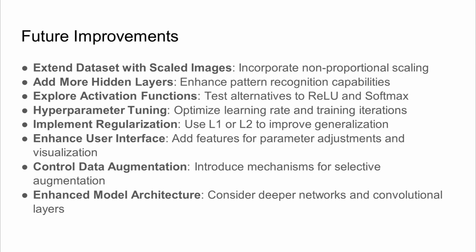Lastly, we're contemplating a more robust model architecture that could include deeper networks or the integration of convolutional layers, which are particularly effective in image recognition tasks. This enhancement would be aimed at better capturing spatial hierarchies and features in handwritten digits. Each of these improvements is geared towards making the recognizer not only more accurate and efficient, but also more adaptable and easy to use, pushing the boundaries of what our application can achieve in the field of digital image processing.